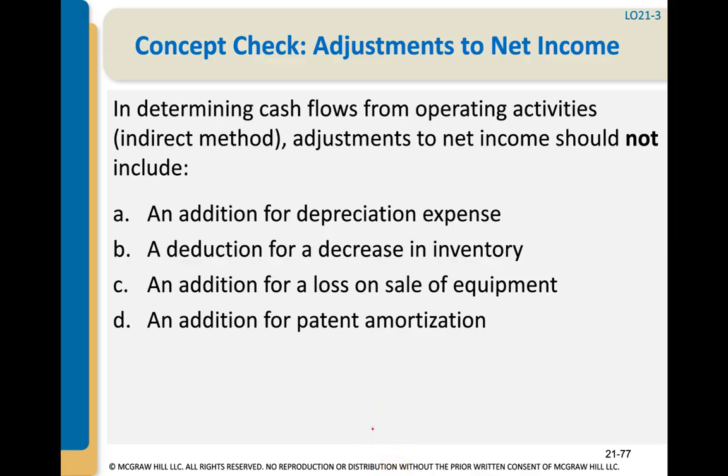Concept check. In determining cash flows from operating activities using the indirect method, adjustments to net income should not include what? For depreciation expense, we do the opposite, so that is going in the opposite direction. A deduction for a decrease in inventory: when we have our current assets, we do the opposite direction. So if we have a decrease in inventory, that means we have to have an addition. So it's going to be B. The adjustment to net income should not include a deduction for a decrease. That's going the wrong way.